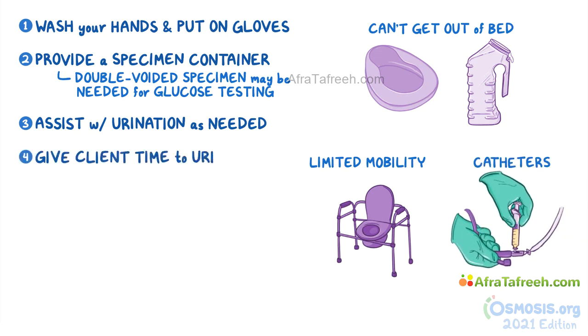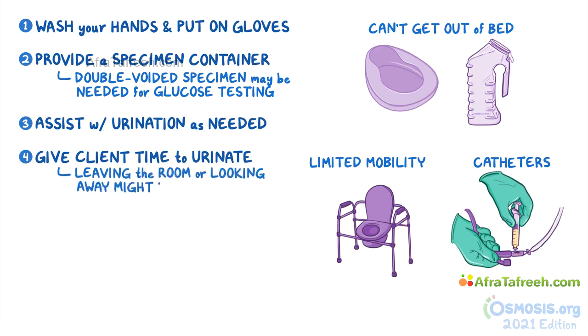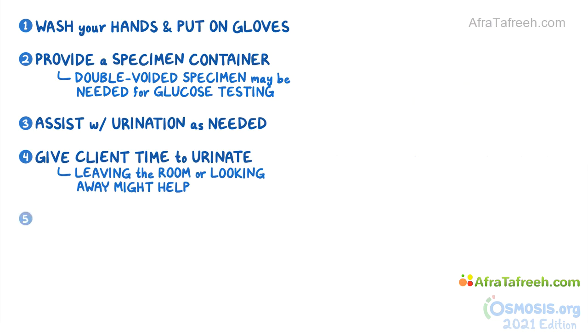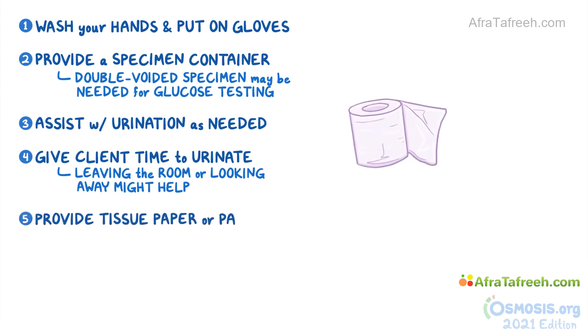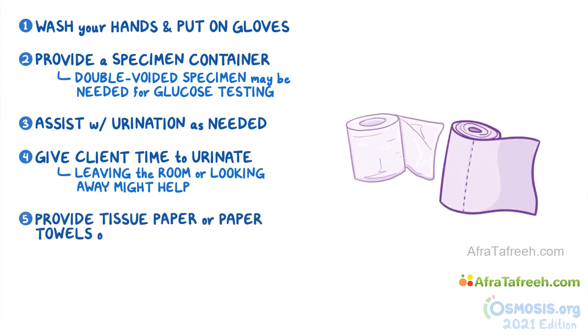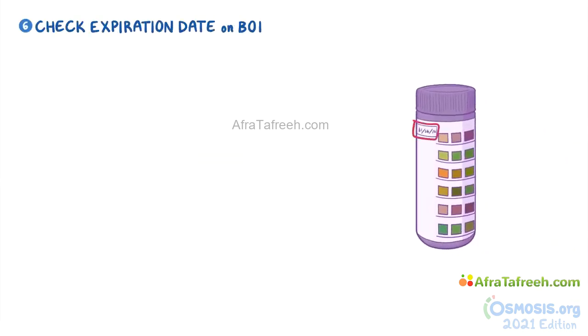Give the client time to urinate. A person might be too embarrassed to urinate when you're there, so leaving the room or looking away might help, but stay nearby in case they need aid. After they're done, provide them tissue paper or paper towels to clean themselves, or you might need to assist them with perineal care.